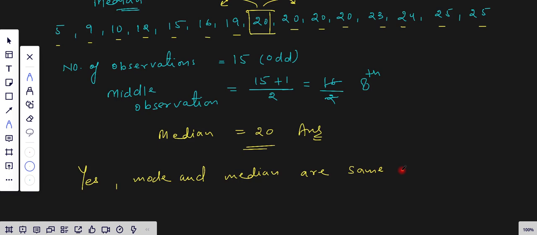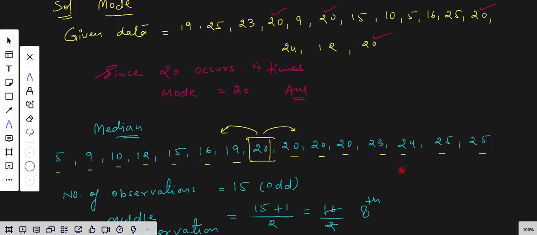But they will not remain the same always. In this case mode and median both are the same, but they are not always the same. They may be different. Please note it down fast. I hope this question is understood by you.